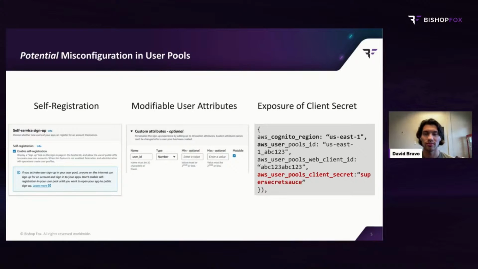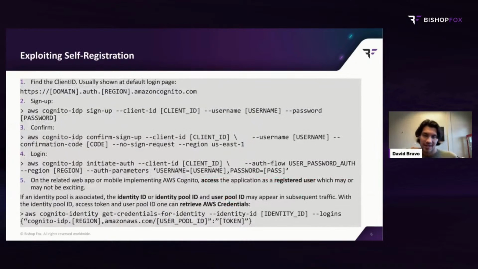Cool. Let's continue. So let's chat a little bit about exploiting self-registration. As a reminder, self-registration is a feature in AWS Cognito where you can allow other users to sign up for your application or your user pool and basically create a new user and be that user in your user pool.